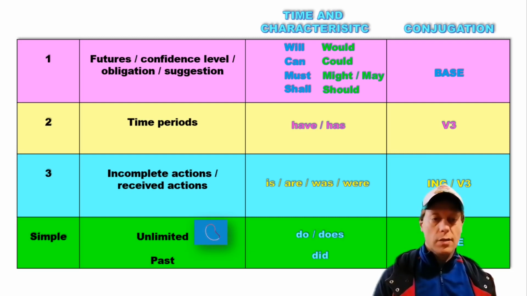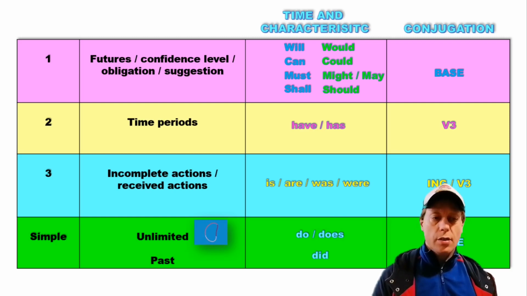Or might, for example. That's like 50-50. You could express obligation as well with must, and you could make a suggestion with shall and should. Shall meaning me and you together make a decision often, and should could be you, second person or second person plural, whatever.